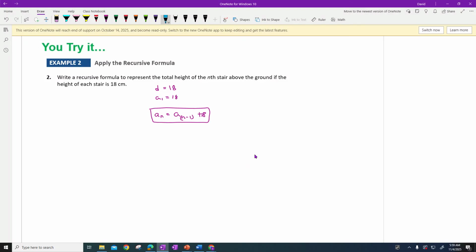Now again, I can't say, okay, what's the 33rd number? Because I would have to know what the 32nd number is in order to use this formula, and then I just add 18 to it. So this formula is not good if I don't know what the previous number is. I'm going to use the explicit formula. Okay?